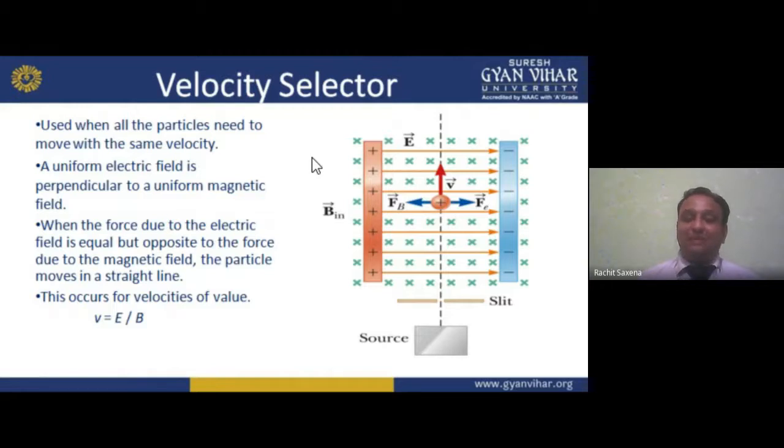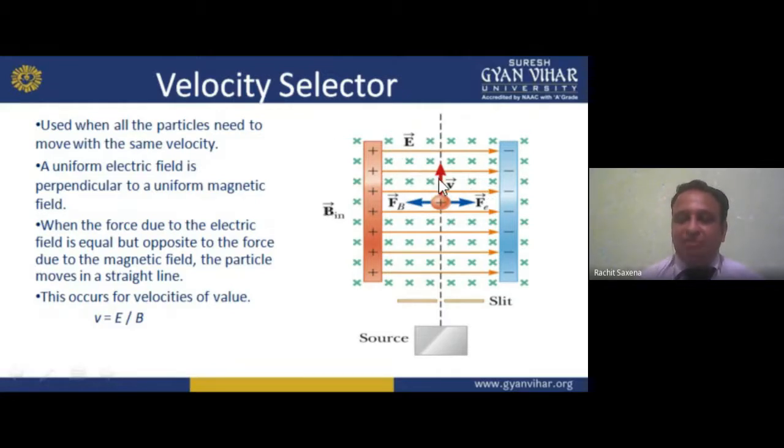Now what will happen if we have a force due to the electrical field? The particle is there. This is a magnetic field; the cross shows what? A cross shows in, and a dot shows going out. So I am using the cross here. Positive and negative ions are shown by it.